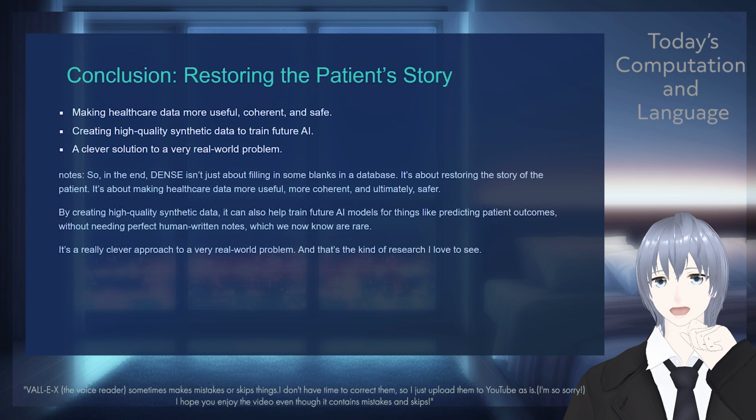So in the end, DENSE isn't just about filling in some blanks in a database. It's about restoring the story of the patient. It's about making healthcare data more useful, more coherent, and ultimately safer. By creating high-quality synthetic data, it can also help train future AI models for things like predicting patient outcomes, without needing perfect human-written notes, which we now know are rare. It's a really clever approach to a very real-world problem, and that's the kind of research I love to see.